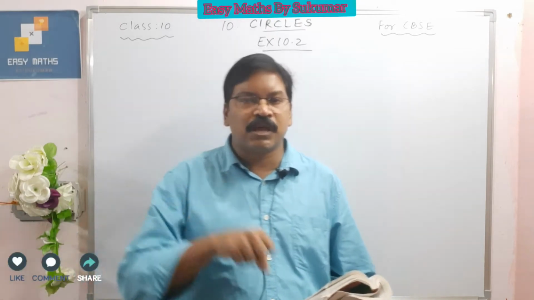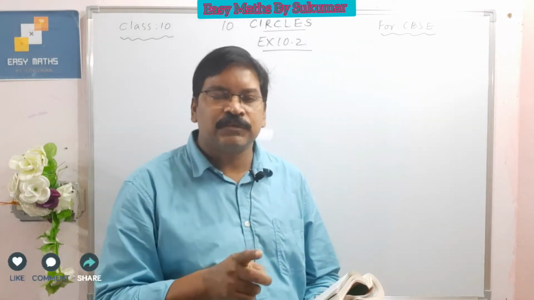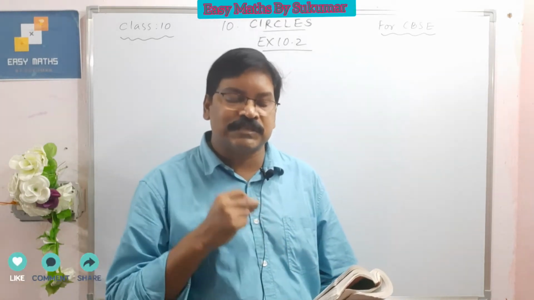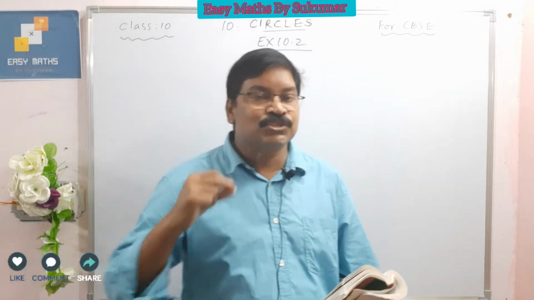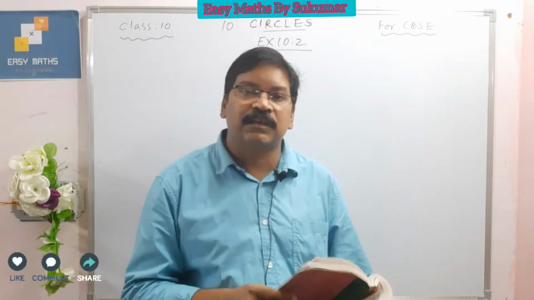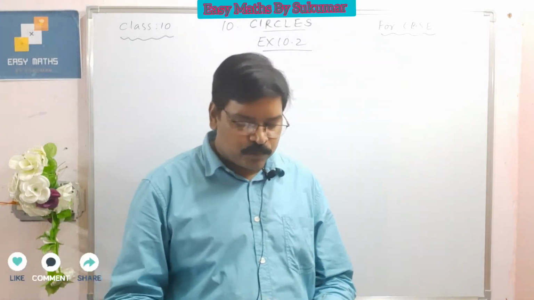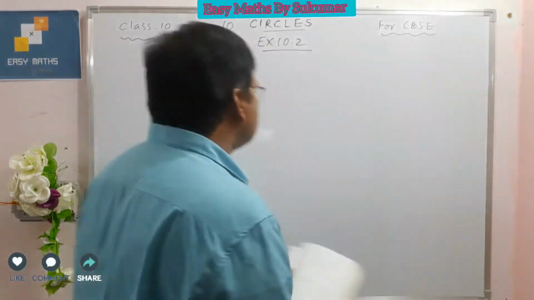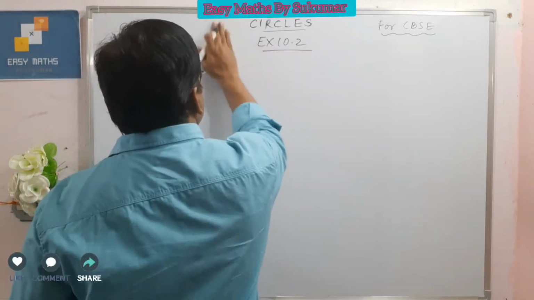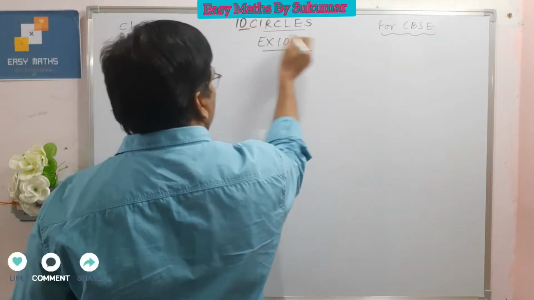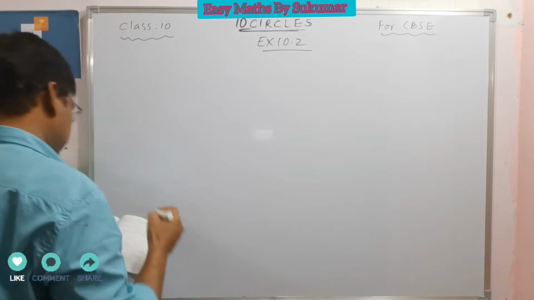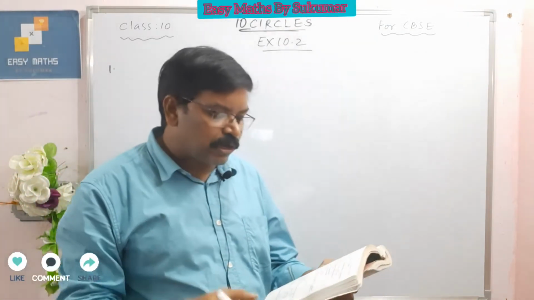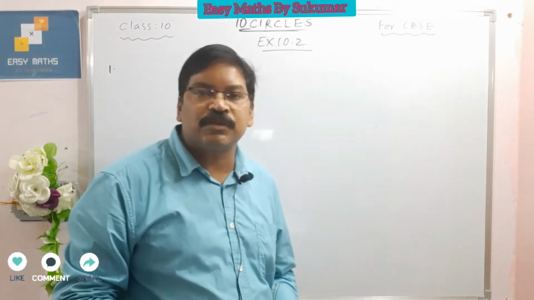My dear students, just now we have learned the theorem. What does theorem 10.2 state? Tangents drawn from the external point of a circle are equal. That means we proved that PA and PB are equal. Now, in this exercise 10.2, in the 10th chapter for CBSE students, the first question is, in questions 1, 2, 3, choose the correct option and give justification.